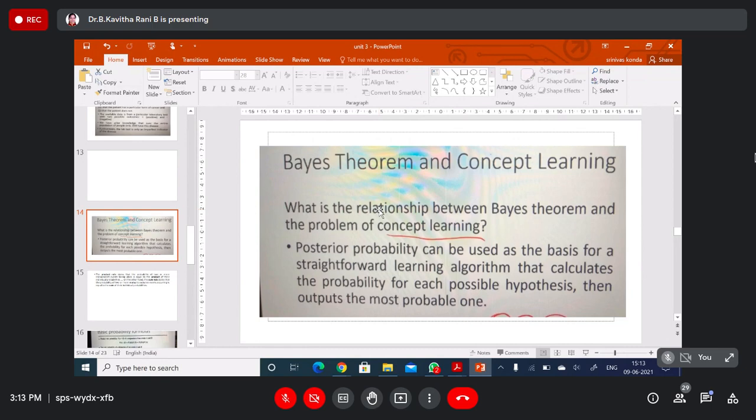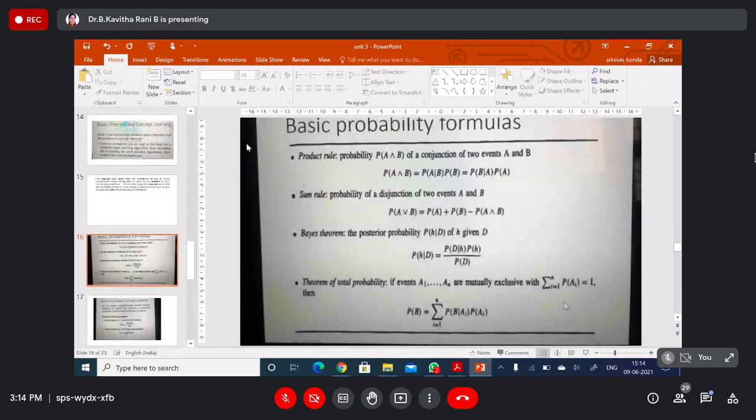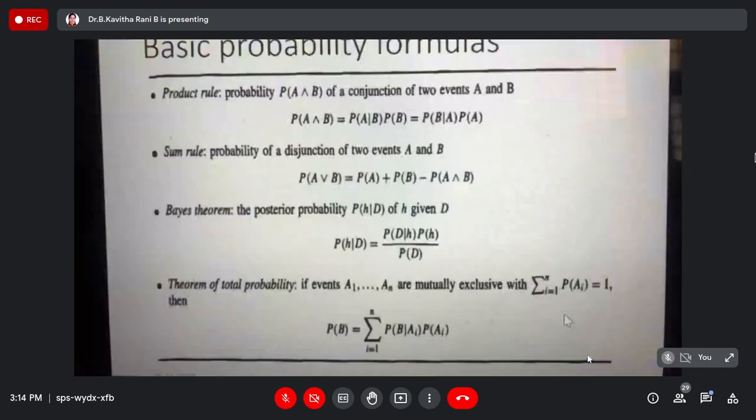for concept learning. For this purpose we will be using different types of probability formulas here, like product rule, next is sum rule, next Bayes theorem and theorem of total probability. So first, what is product rule?